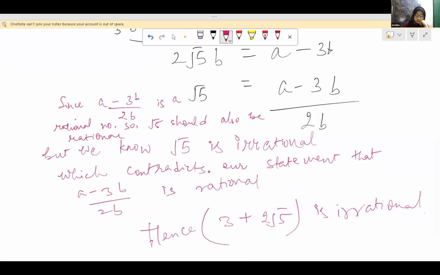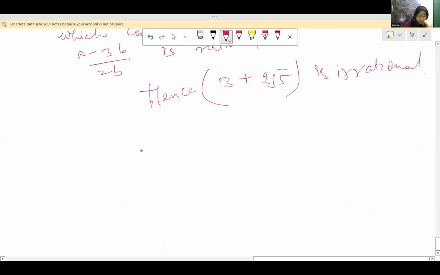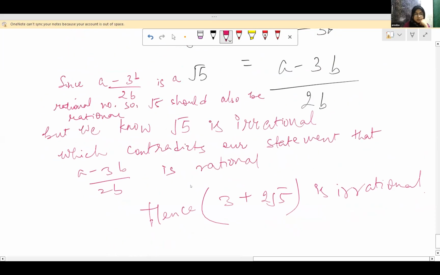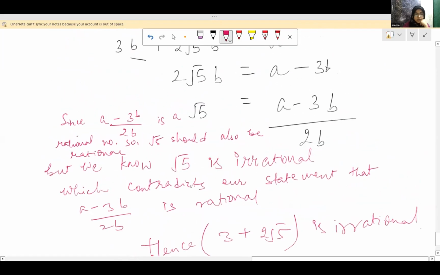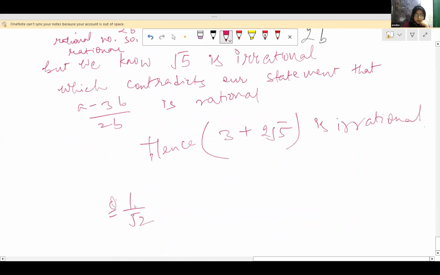Prove that the following are irrational: 1 by root 2. Attempt it. Attempt this one. Again, express it in that form. Second. Afreen, done. This question is done now. Yes, hello teacher. Okay. Yes, take out your book and do the next part, 1 by root 2.